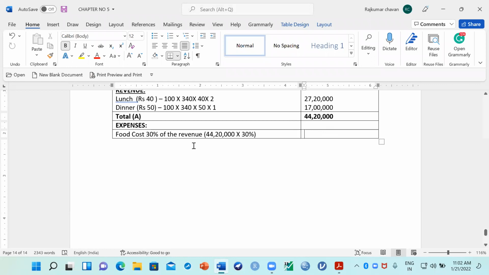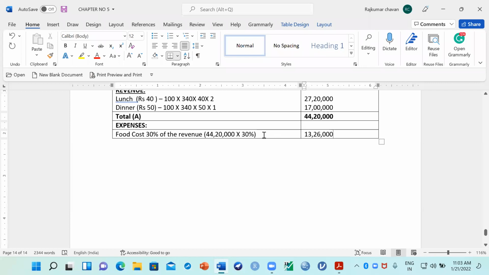44 lakh 20,000, 30% is how much? What is the food cost? Okay. 13 lakh. Okay, 26,000. So I got some answer here. 13 lakh 26,000 is the total food cost.